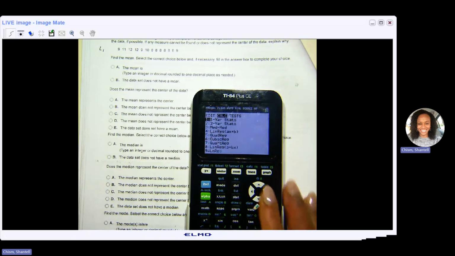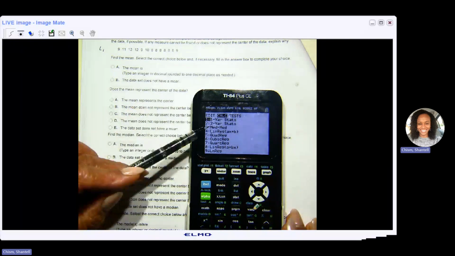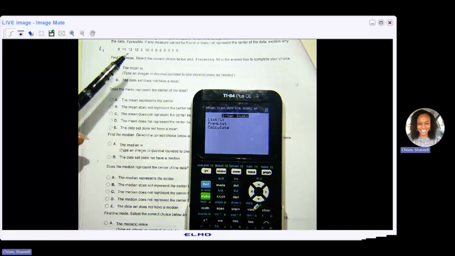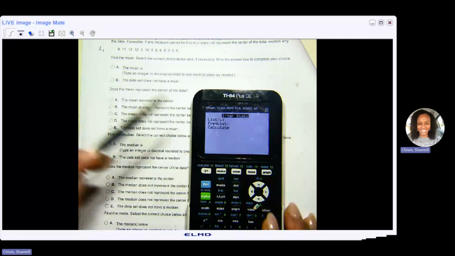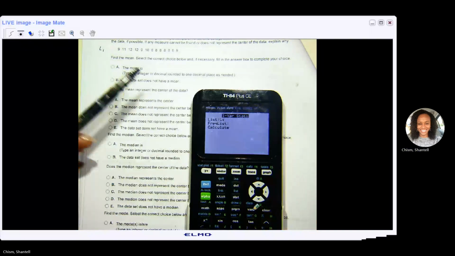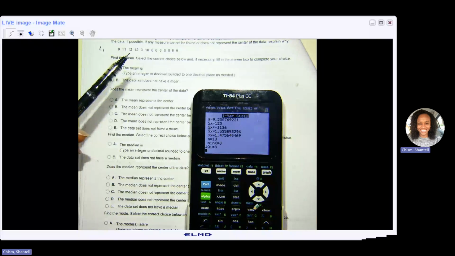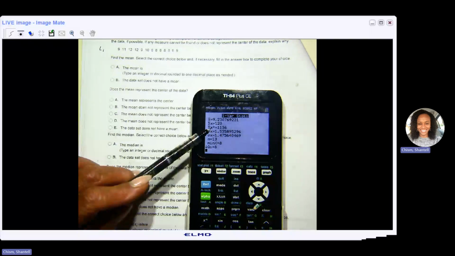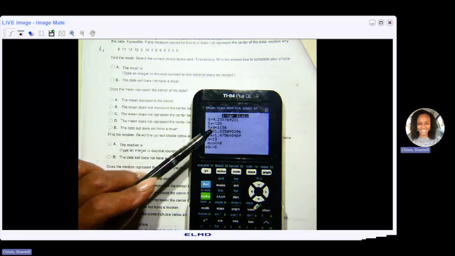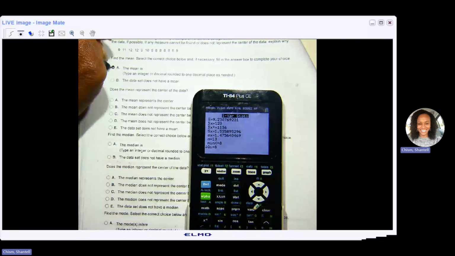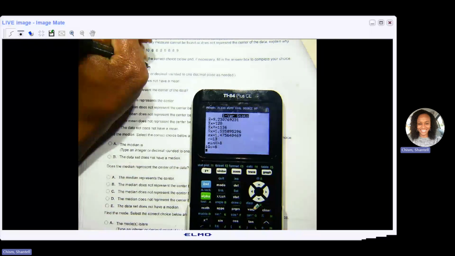And this is one variable statistics because it's just a single variable. There's no ordered pairs, so it's number 1. You do not have a frequency list, so just scroll on down to calculate. So your mean, when we round to 1 decimal, ends up being 9.2. So we select A, and we put in 9.2 in that box.